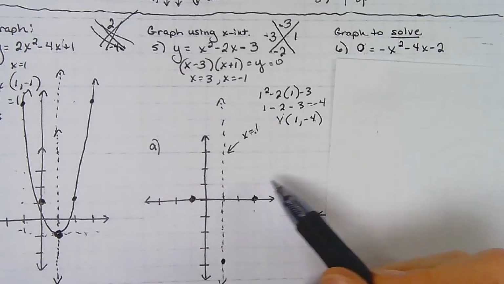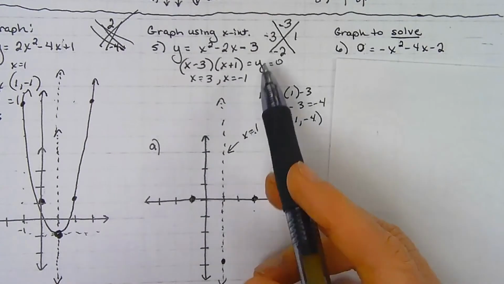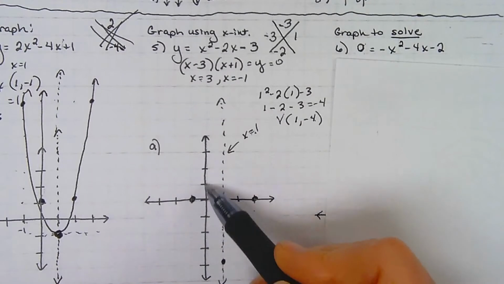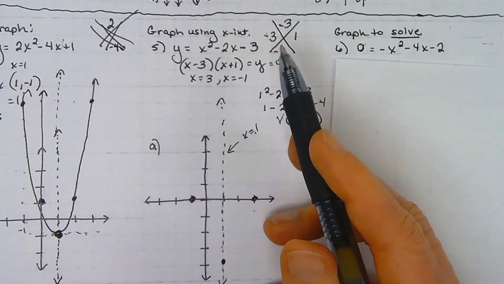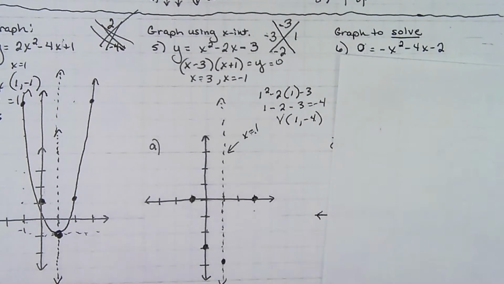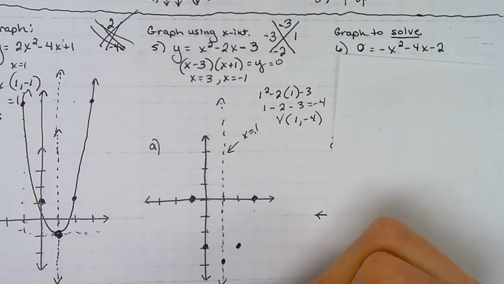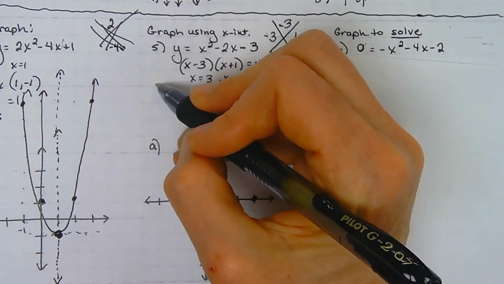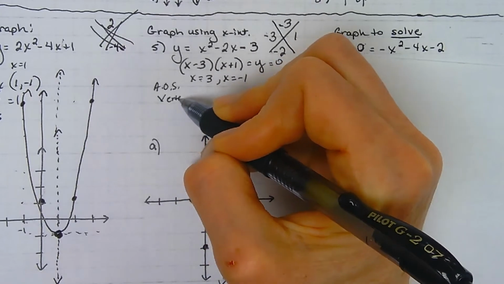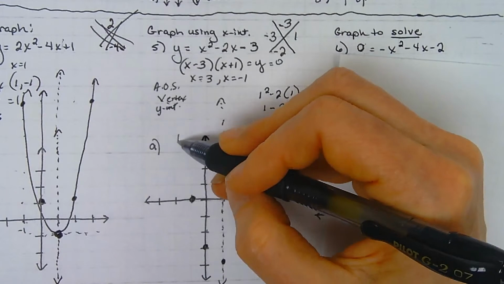Now I'm going to need 2 more points. So I can put in 0. Oh, look, we have a y-intercept we could use because we don't have a point here. So let's use the y-intercept of negative 3. 1, 2, 3, negative 3. And we can mirror that across, or reflect that across the axis of symmetry. So remember, you find the AOS first, then we found the vertex, then we found the y-intercept. And now I can sketch the graph.